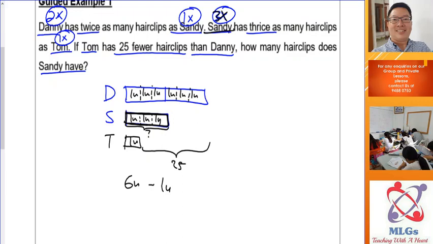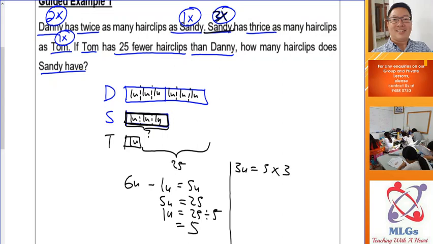So 6 units minus 1 unit, Danny has 5 units more, and 5 units more, isn't that also equal to 25 more? And you can find 1 unit, which is 1 unit is equal to 25, and then divide by 5, so your 1 unit is 5. And that is the purpose of model drawing, to find what is 1 unit. So now you can find the question mark. So how many hair clips does Sandy have? Sandy has 3 units. So you have 5 times 3, and you get 15. And you solve the problem.